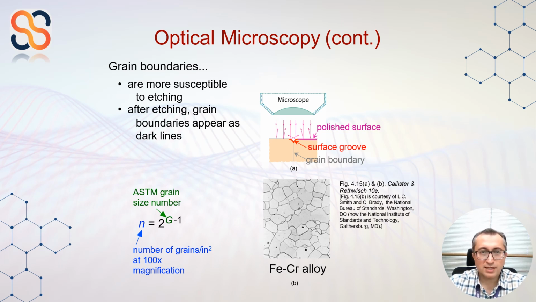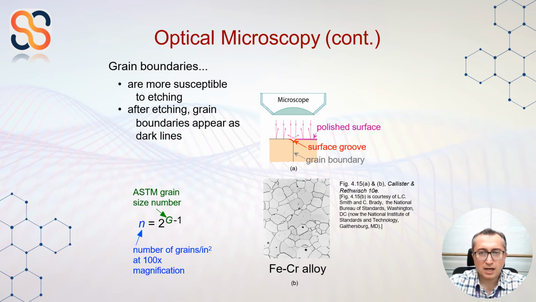In this slide, let's focus on grain boundaries and their significance in microstructure analysis. As you know, grain boundaries are regions between individual grains in a material. These boundaries play a crucial role in the mechanical and physical properties of the material. They are more susceptible to etching compared to the grains themselves, which is important for visualization. After the etching process, grain boundaries become visible as dark lines in the microscope images. So, this contrast enhances our ability to analyze and characterize the microstructure of the material.